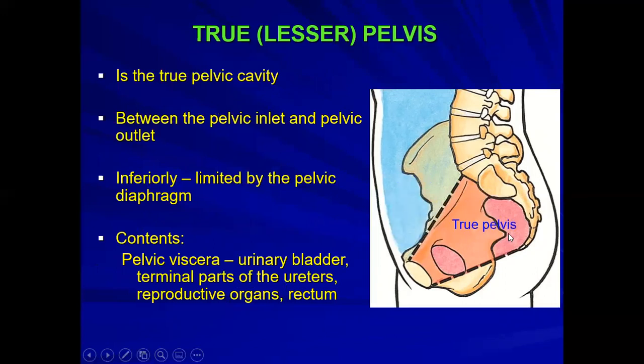How about the true pelvis? This is the true pelvis. The true pelvis is located between the pelvic inlet and the pelvic outlet. Inferiorly, it is limited by the pelvic diaphragm. Here we have the pelvic diaphragm. The contents of the true pelvis are the urinary bladder, the terminal part of the ureter, the reproductive organs for the female, and also the rectum. So these are the structures or organs present in the pelvic viscera.